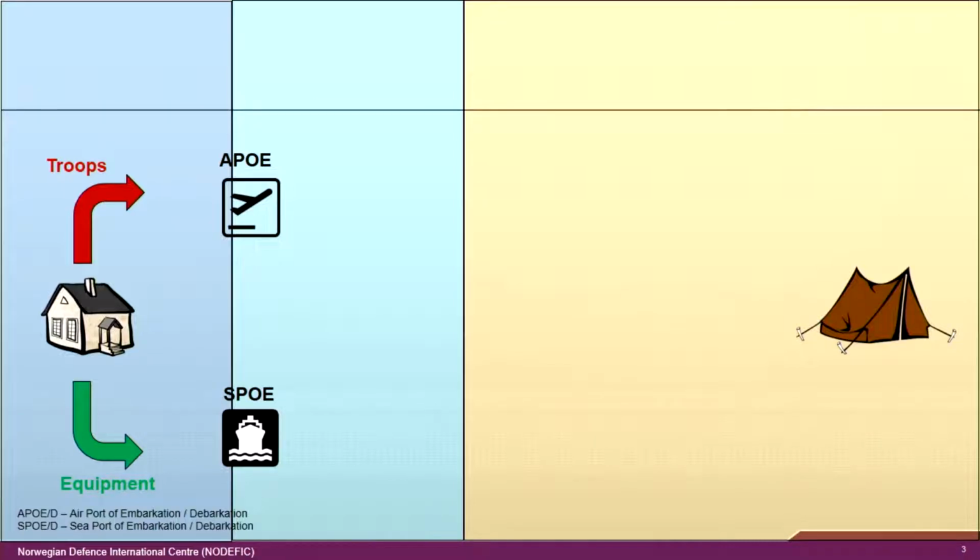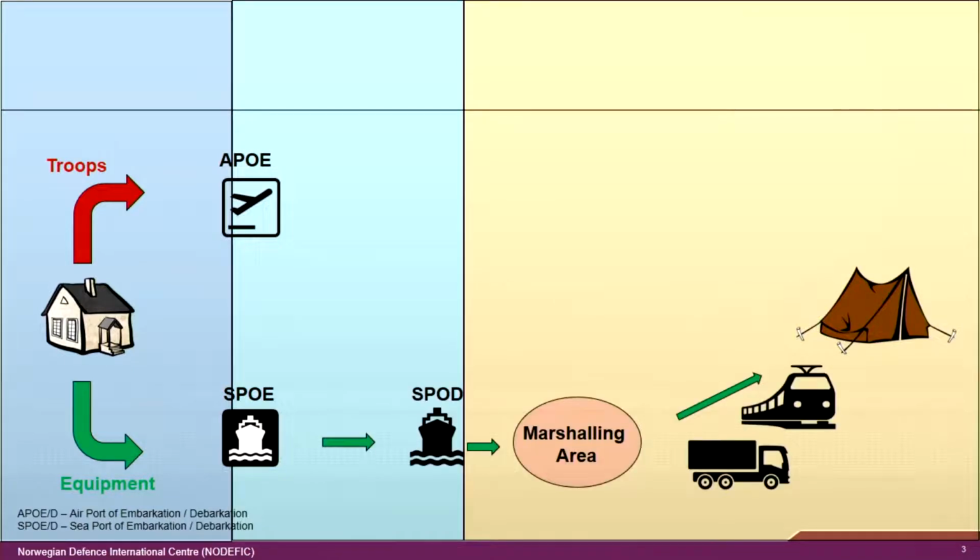If the mission is very close, it might be possible to use only road or train. But we will in this presentation show a movement over long distance by using air and sea transportation. The equipment is loaded on a vessel and transported down to a harbor close to the mission. When arriving at the harbor, the equipment is offloaded and temporarily stored in a marshalling area.